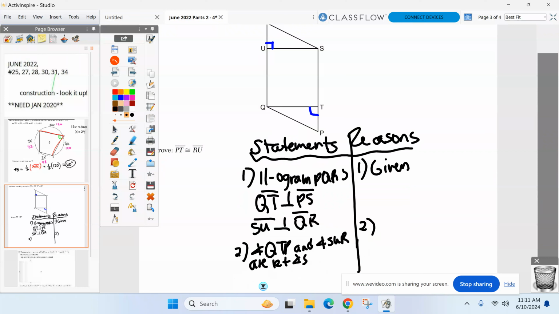We will accept definition of perpendicular. I've done that all year. You know how I go: perpendicular lines form right angles. But if you write definition of perpendicular, it's fine. Next step, tell me they're congruent.